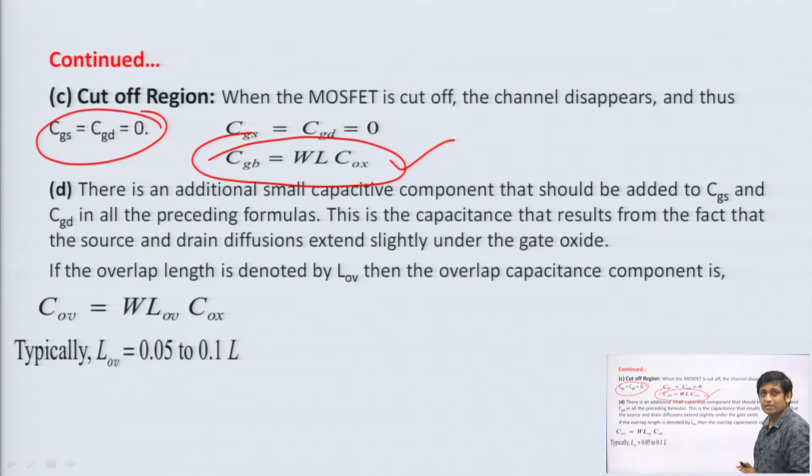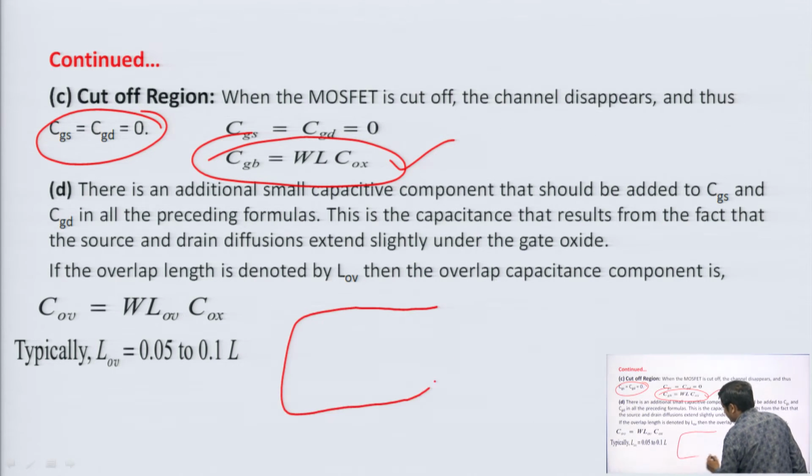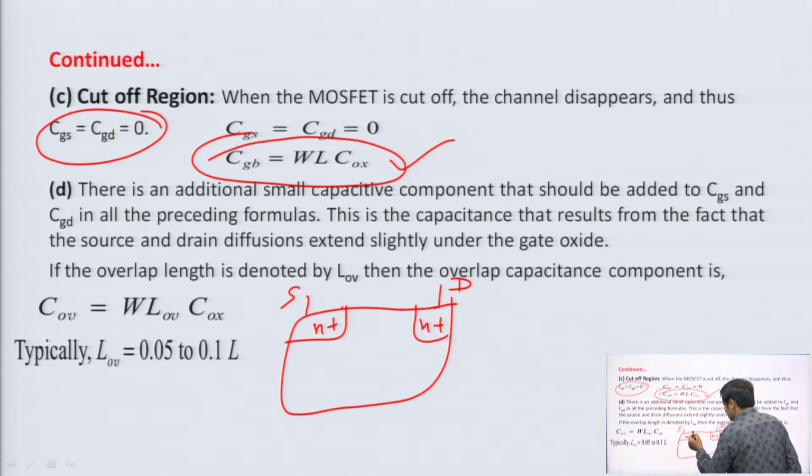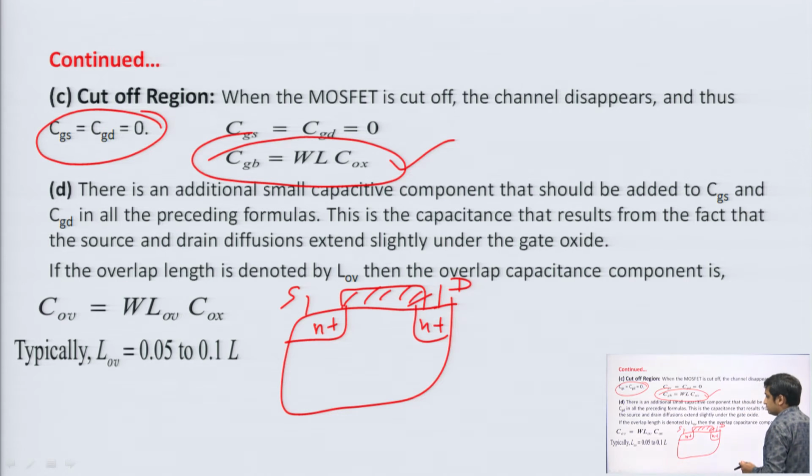And apart from these capacitances, there is an additional capacitor called overlap capacitance. This overlap capacitance is formed because in the MOSFET structure we know that there are the N plus heavily doped source and heavily doped drain, and there is a silicon dioxide layer below which the source and drain are there. So, there is some overlapping between the SiO2 layer and the source and drain diffusions.